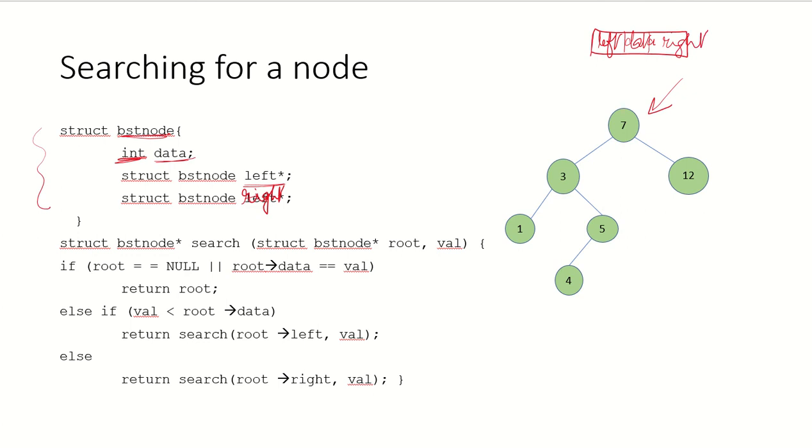We know that a binary tree can have at most 2 children. It can have either 0 or 1 or 2 children. So each node will have a pointer to the left child and a pointer to the right child.